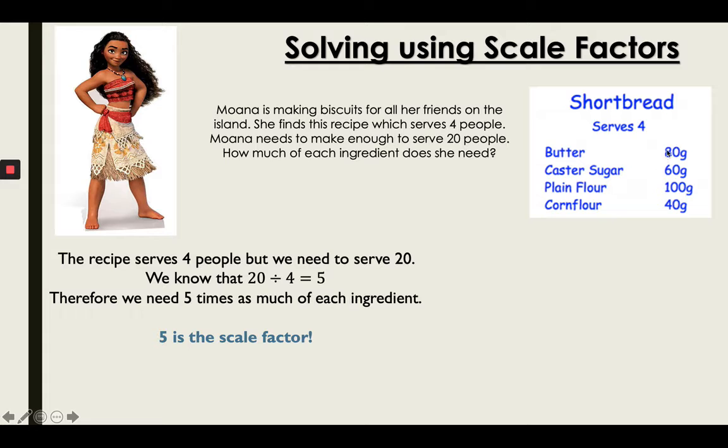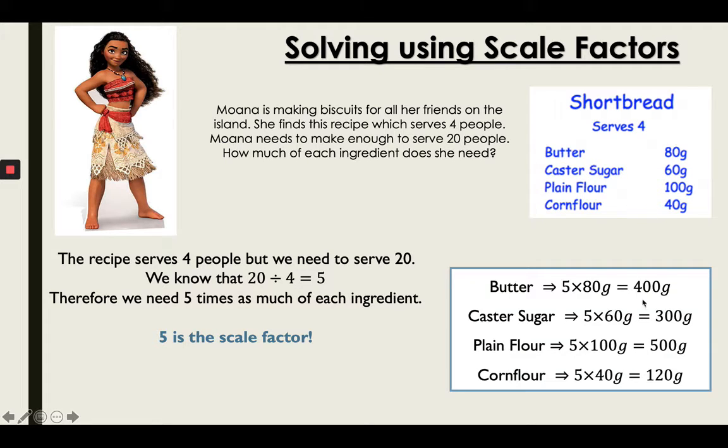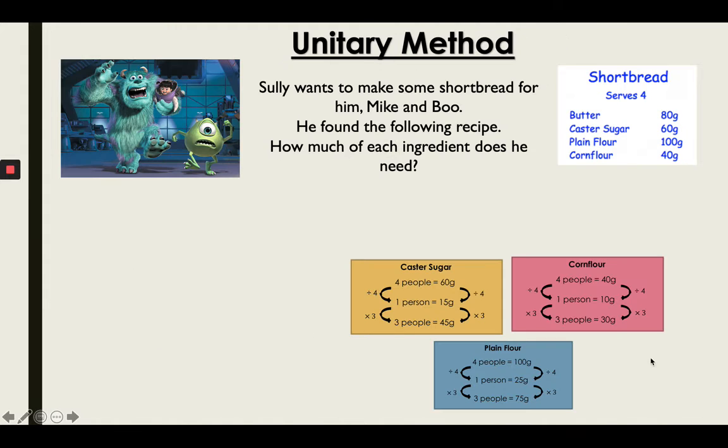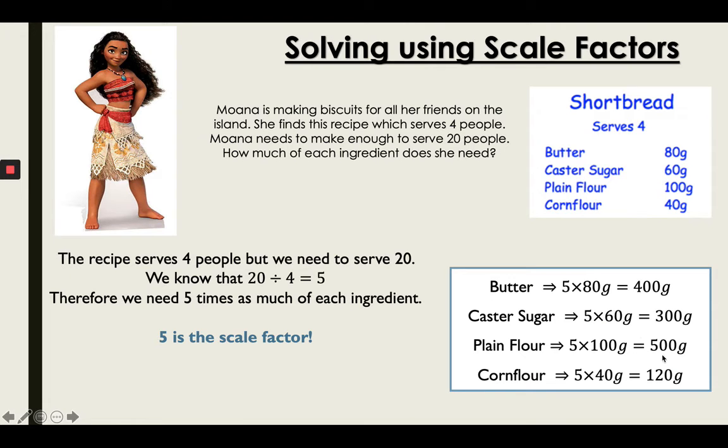So all you have to do to solve a question like that is multiply each of these amounts by 5. So you do, for butter, 5 times 80, and that will give you 400 grams. 5 times 60 will give you 300 grams. 5 times 100 would give you 500 grams, and 5 times 40 would give you 120 grams.